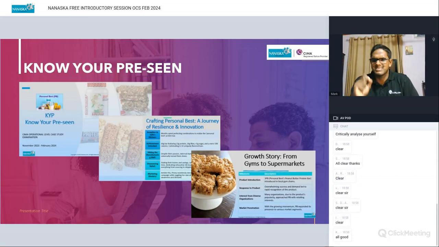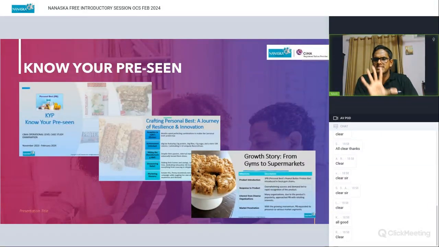Right. So just to give you a heads up, this is how a pre-seen analysis looks like. Our case study this time will be around Personal Best. What is Personal Best doing? It is manufacturing protein products, protein bars, protein powders. So it's into the broadly F&B segment, and within that a subset under the protein food industry. This is a snapshot from the KYP, from the pre-seen analysis that we will offer you.